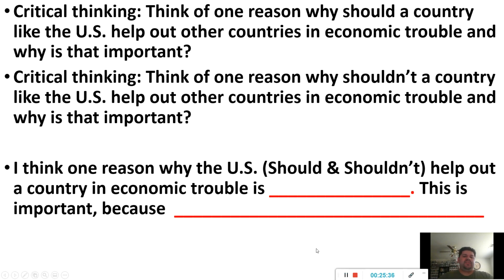All right, so here are your questions. Critical thinking: think of one reason why a country like the United States should help out other countries in economic troubles. Why should we help out another country like France and Germany and Britain and Ethiopia, Yugoslavia, just different countries? Why should we help them out? Okay, so that's one question.